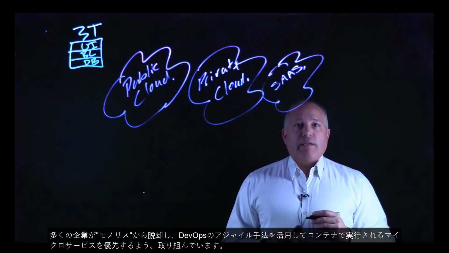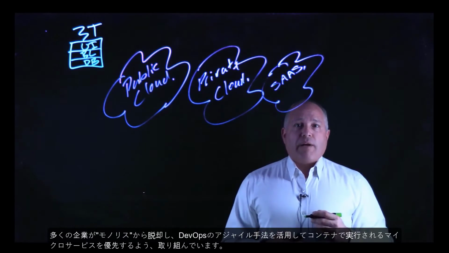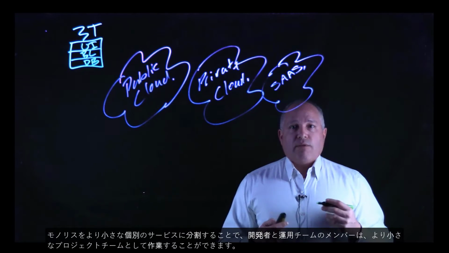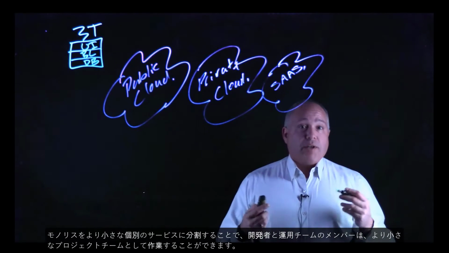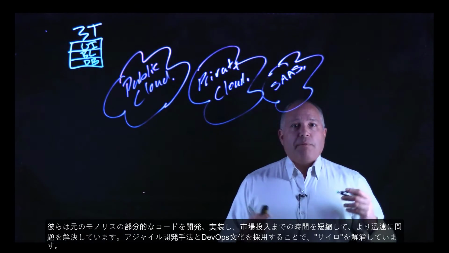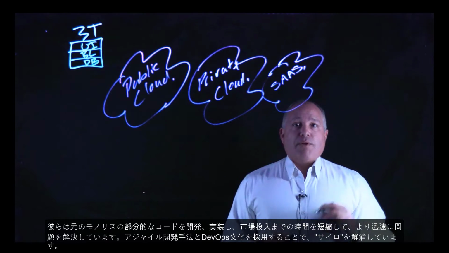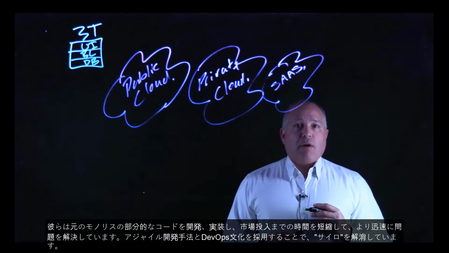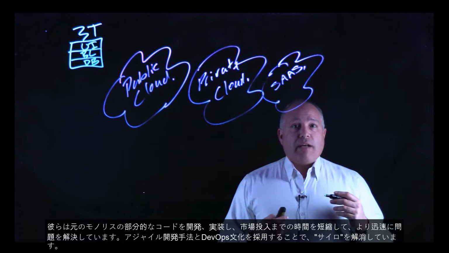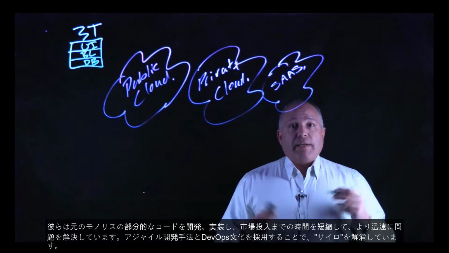Most companies are working to break apart their monoliths in favor of microservices running in containers, leveraging DevOps and agile methodologies. Breaking down the monolith into smaller discrete services allows developers and operations team members to work in smaller project squads. They develop and implement code for slices of the original monolith, speeding up their time to market, allowing for faster issue resolution, and by embracing agile development methodologies and a DevOps culture, they're able to break down silos.